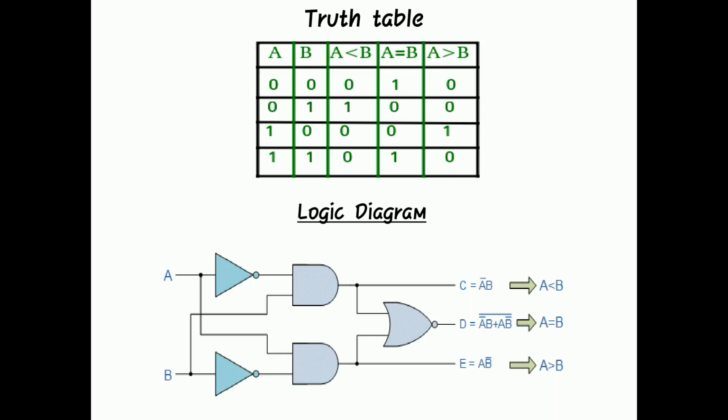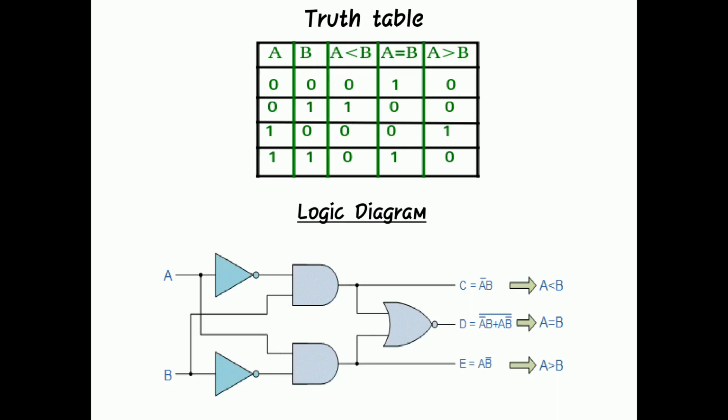Now go to the second combination, 0, 1. A is 0, B is 1. Here A is less than B. Obviously A is 0, B is 1, so A is less than B. We need to put 1 where A is less than B. So the first output is A is less than B, so put it as 1. Why have I put 1? Because A is 0, B is 1, A is less than B. The rest 2 will be 0, 0.